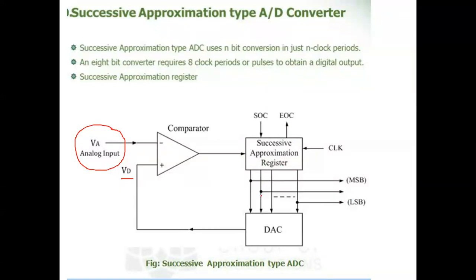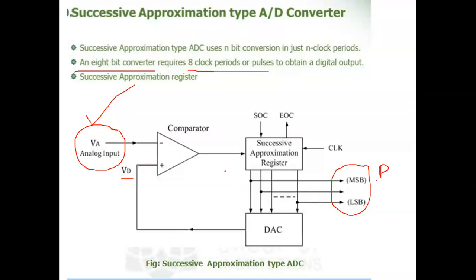These digits are given as an input to the DAC, where the DAC takes the digital input and converts it to an analog value, and again gives it to one of the inputs of the comparator. Here VA and VD are compared, and it repeats this process in cycles. For example, an 8-bit converter requires 8 clock periods, that means 8 cycles will be rotated. At the end of those 8 cycles, we get the equivalent digital value for the analog value we provided as input. For this VA analog input, we find the digital representation.